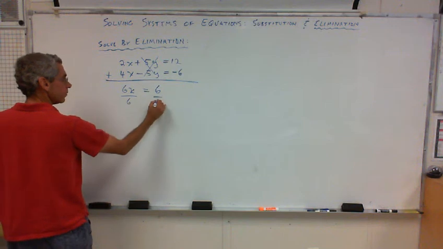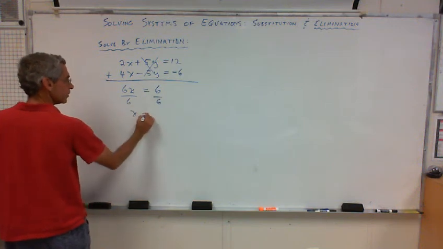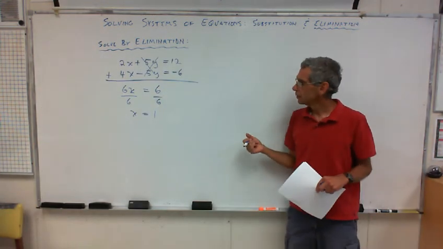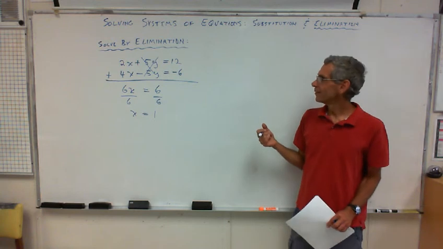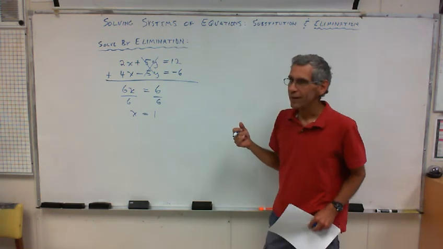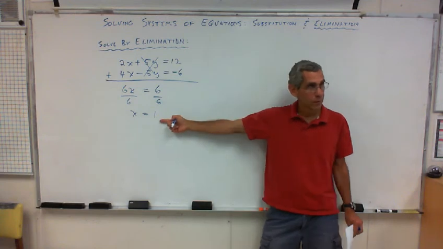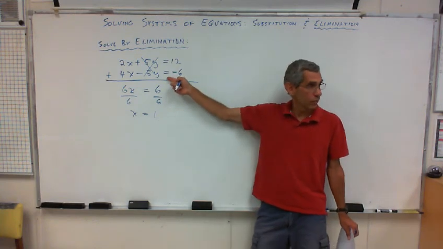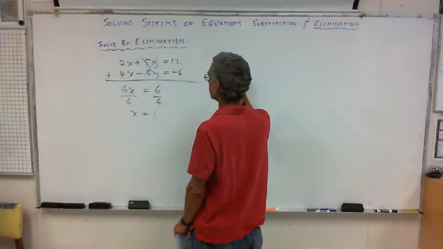Divide by 6, divide by 6, x is equal to 1. Did I do something wrong? No. So x is equal to 1. Now what do I do? I plug in the 1 to either of the original equations. It doesn't matter, either one. I'm just going to take the first one.